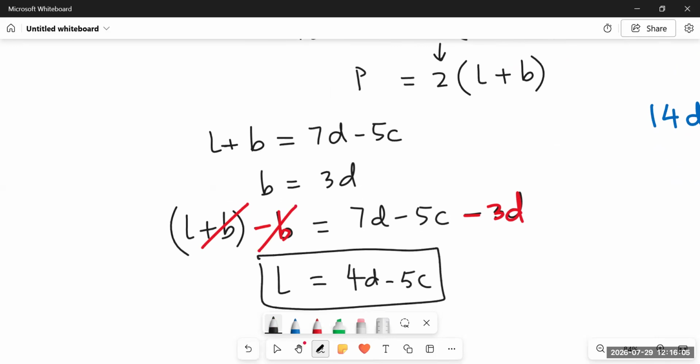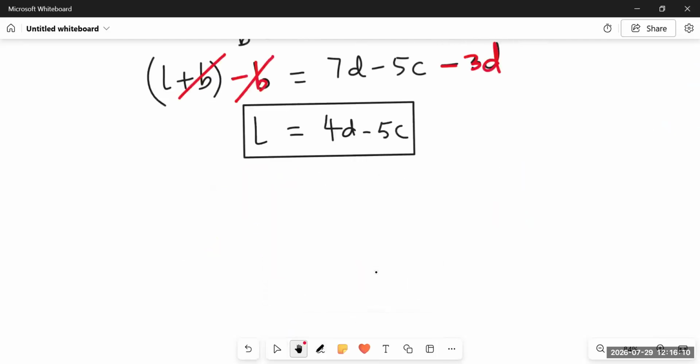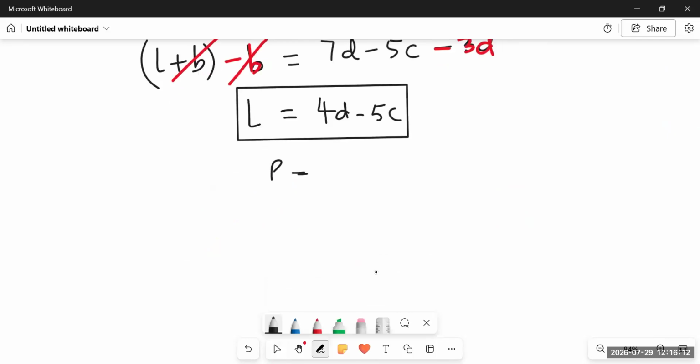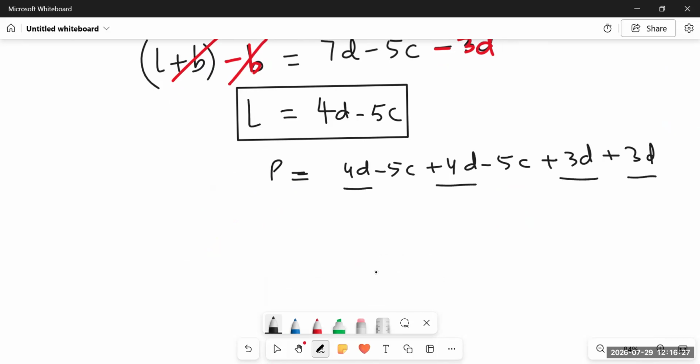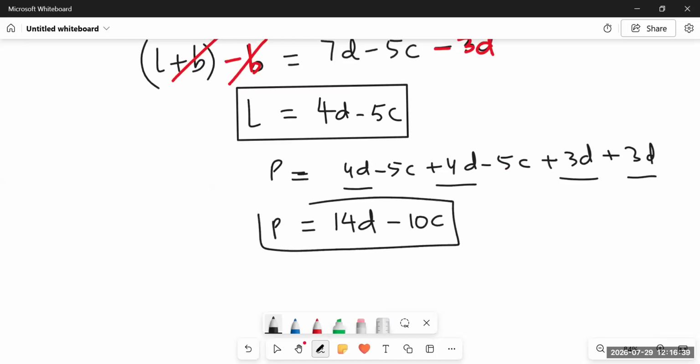And now you can check your answer as well, if it gives us the given perimeter or not. So we know that perimeter is equal to the sum of all four sides. So it's 4D minus 5C plus 4D minus 5C plus 3D plus 3D. So we have four like terms: 4D plus 4D plus 3D plus 3D. 4 plus 4, 8, 8 plus 3, 11, 11 plus 3, 14D. Then minus 5C minus 5C, it becomes minus 10C. See, this is given in the question, hence proved that we have got the correct length.